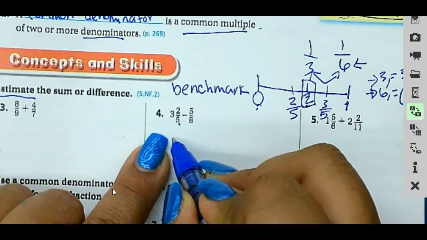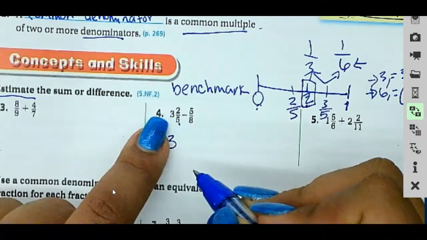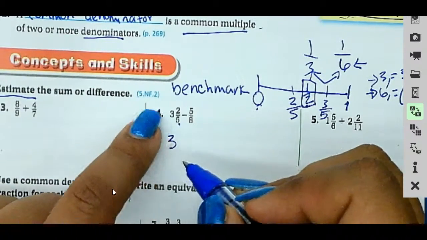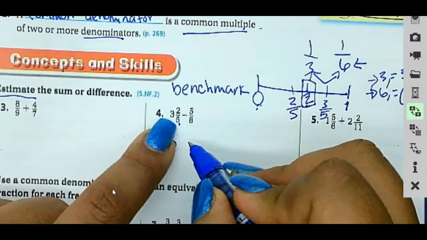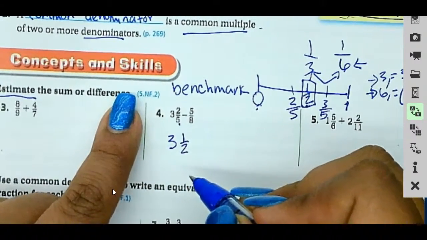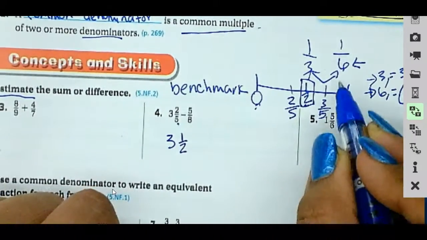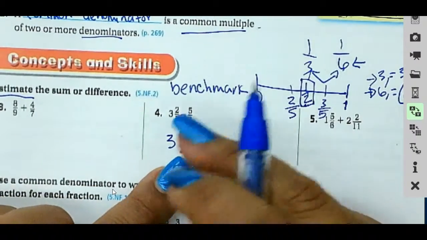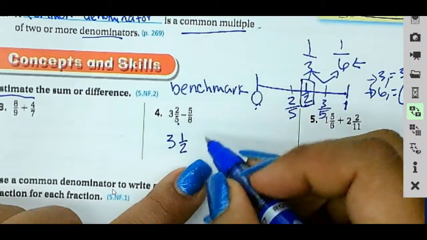So I'm going to go ahead and write 3 because I keep my whole number. That number is easy to work with. But now instead of putting 2/5, I'm going to work with half because I'm estimating. It's an educated guess, and 2/5 is closer to a half. So you're kind of just rounding it to a half.